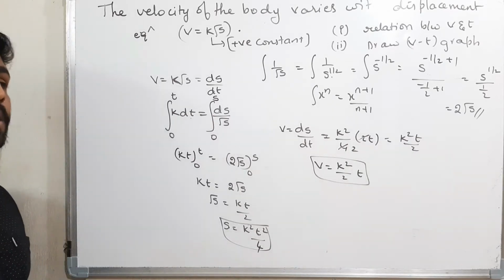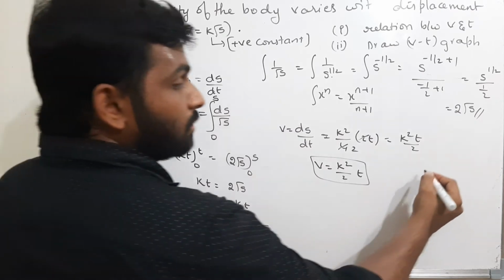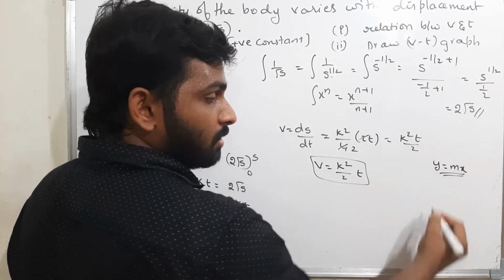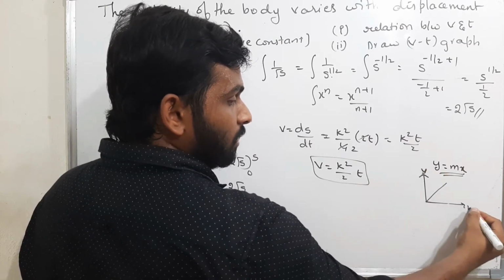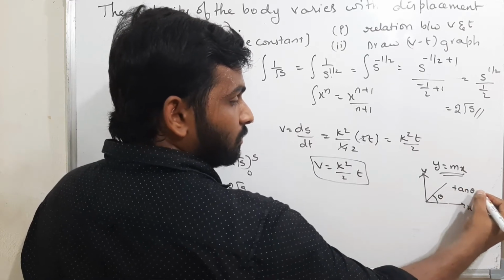Okay, well and good. Now they want us to find that graph. What is the graph? See here. Y is equal to mx. What is the graph for y is equal to mx? The graph will be like this: y, x, and this making some angle theta. Tan theta is nothing but the slope. Slope is nothing but m.